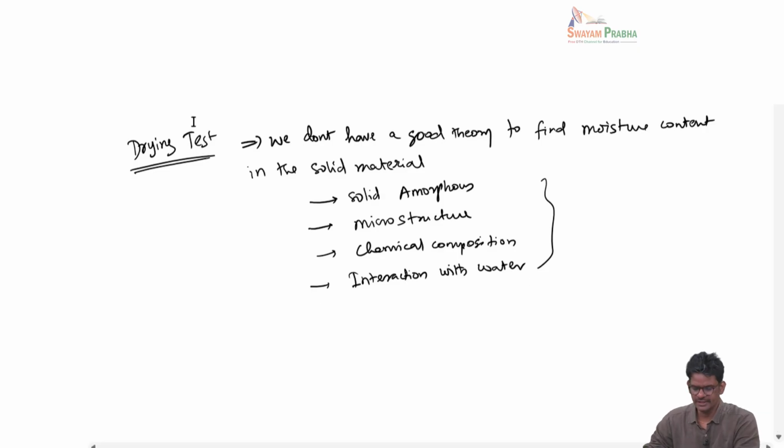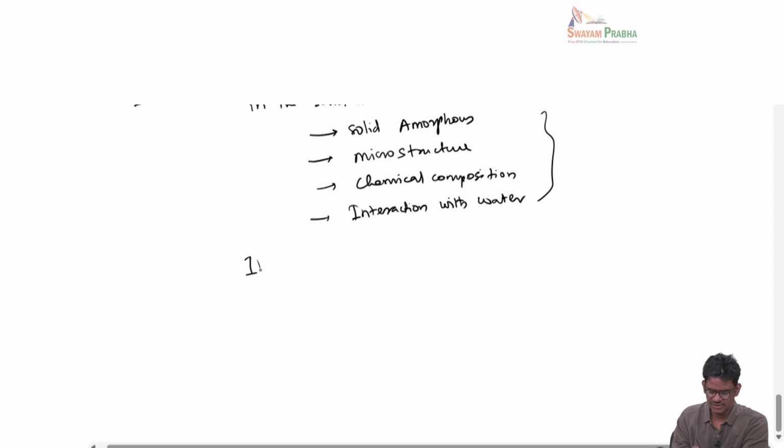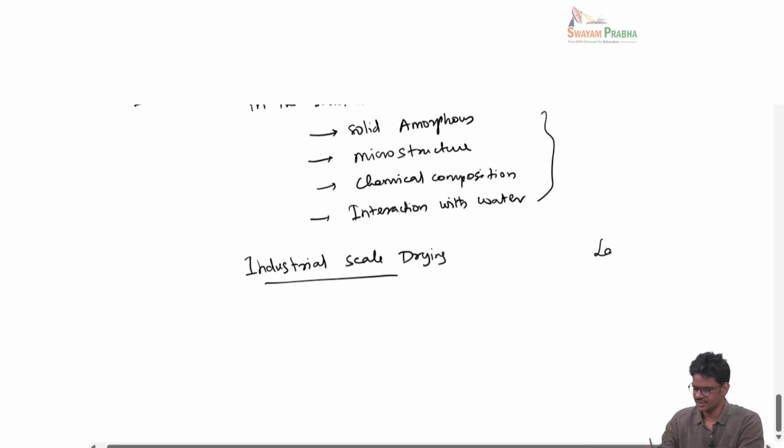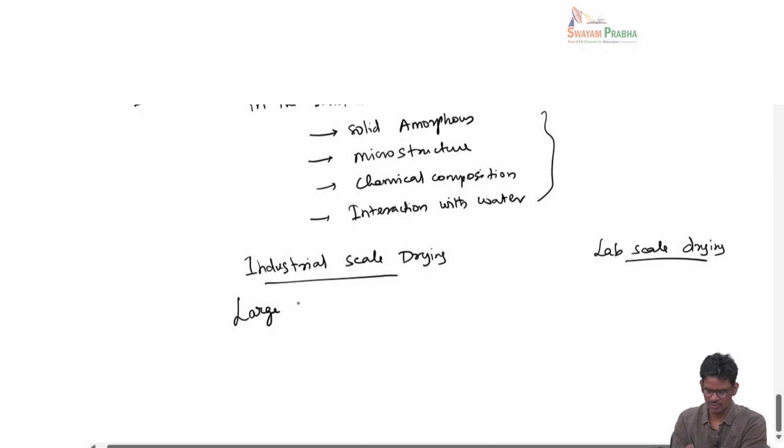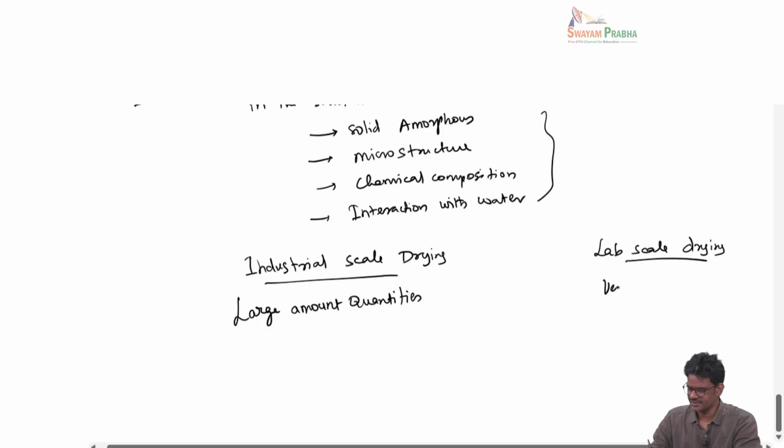So to avoid this difficulty, we try to do a drying test. So when we do drying test, we look at industrial scale drying, and then we have a lab scale drying. So in the industrial scale, we basically have to manage very large amount of material, okay, large quantities. Whereas in the lab scale, we will take a very small sample, very small sized sample, and then drying conditions.